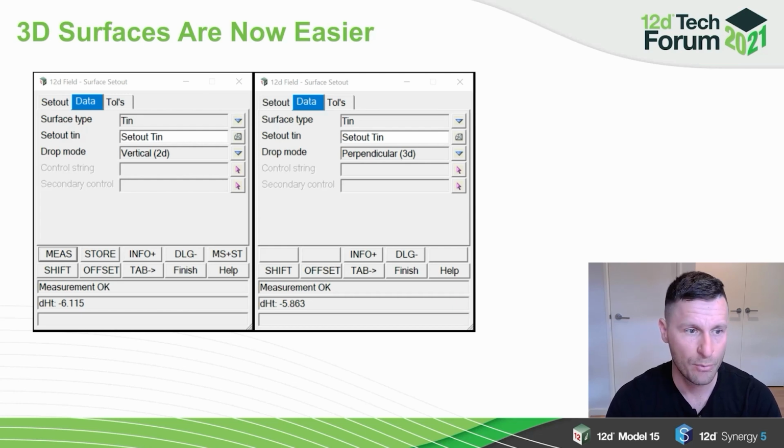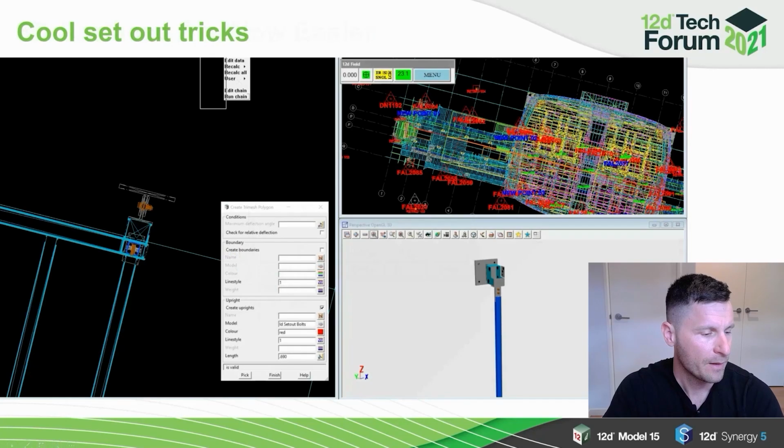So in seeing this example, I am measuring to the same tin, and the values are, one is the 2D drop of 6.115 meters, and the other is the perpendicular or 3D drop of 5.863 meters. And if you do want both, you just do what I do and you run them both together.